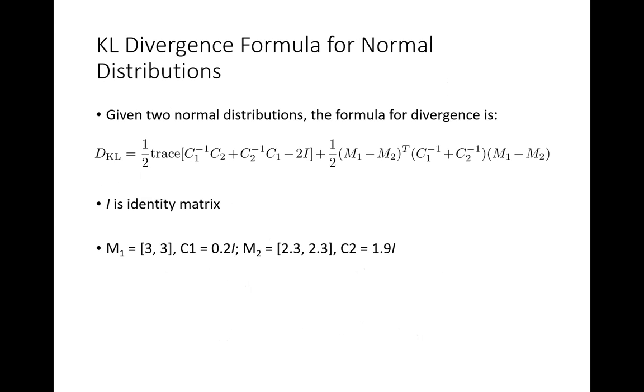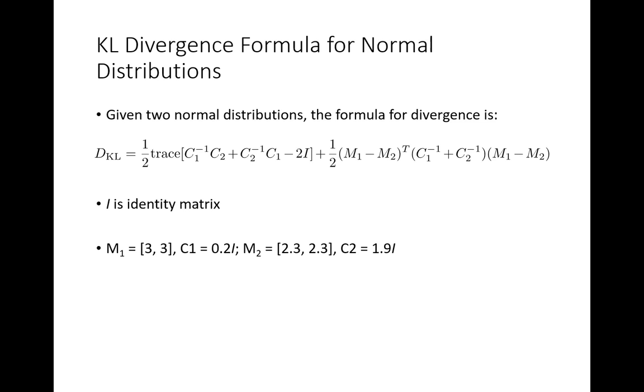In many cases, we are dealing with normal or Gaussian distributions. In such cases, one can derive in closed form a formula for measuring this divergence. Given two Gaussian or normal distributions with corresponding means M1 and M2 and corresponding covariance matrices C1 and C2, the formula for divergence is as shown. And I think there is an example here.